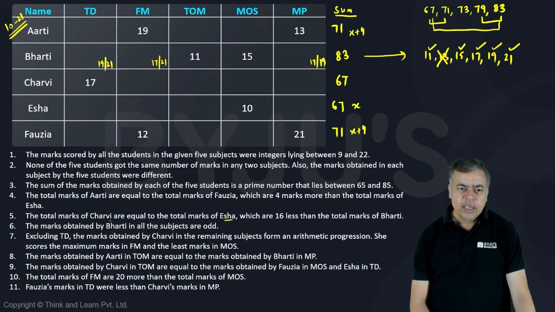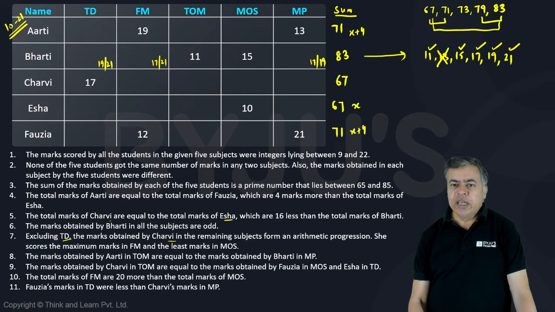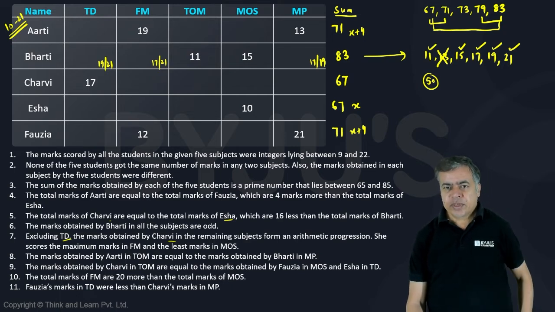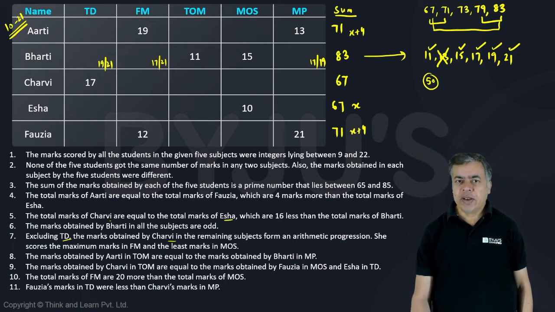Now 7th point: excluding TD, the marks obtained by Charvi in the remaining subjects form an AP. Excluding TD, excluding 17, the marks should be in AP, right? And what is the total of that? The remaining total is 50. If you are getting an AP for a 50 total, I think that can be, because the sum is 50, so the average is going to be 12 and a half.